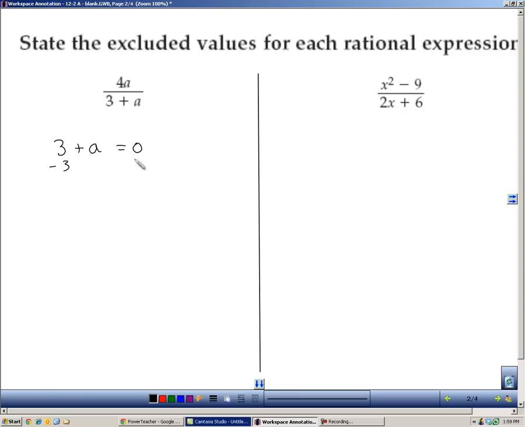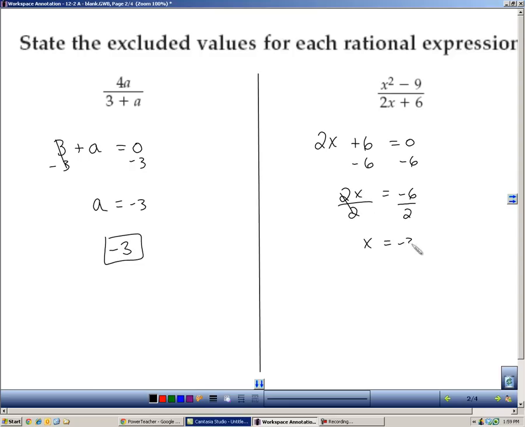So here I'm going to solve this for a by subtracting 3 from both sides, and we get a equals negative 3. So we know that a negative 3 plugged in for a will create a 0. So we say that an excluded value here is negative 3. That's the value that a cannot be. Over here, take 2x plus 6, set it equal to 0, and then solve for x. So 2x equals negative 6, divide by 2, so x equals negative 3. What that means is if I put a negative 3 in for x, I will create a 0 in the denominator, which is impossible. You cannot have zeros in the denominator, so we should exclude the answer of negative 3.